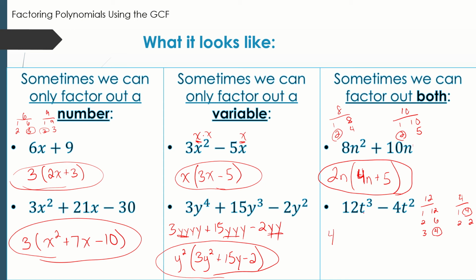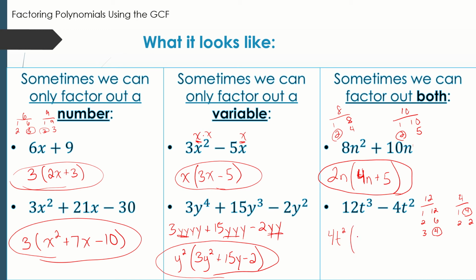Then I look at the variables. This has a t, that also has a t. So they have t's in common. I look for the smaller exponent. That has an exponent of 3. This is 2. So t squared. So the GCF, greatest common factor of this binomial, is 4t squared. I can take that evenly out of both of those terms. So let's divide that out and see what happens.